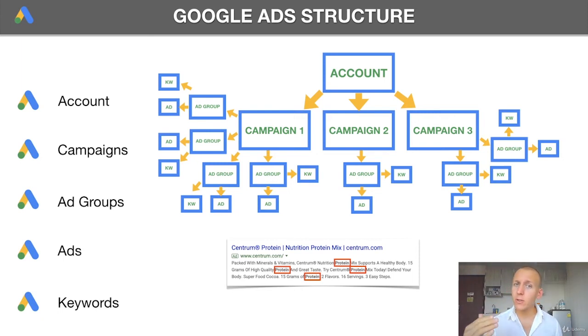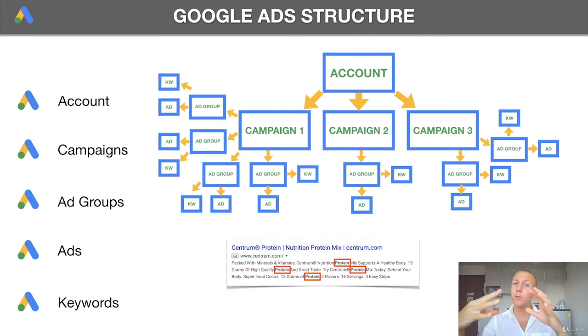So whenever someone uses a search term like I did, I searched for protein powder, then Google needs to ask themselves, okay, so what is the intent of this search? What are they searching for? And it's going to look at your account and search through your keywords, right? And if the keywords are matching with their search term, then it's going to be displaying the ad, okay? So the keyword is kind of the mediator, if you will. It's kind of in the middle between the ad and the search term.